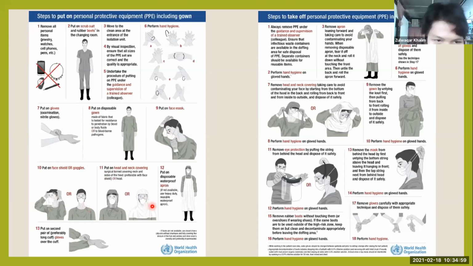surgical hood that covers the neck and the head. And then we should put on a disposable apron. And last but not least, we should put on a second pair of gloves over the cuff.